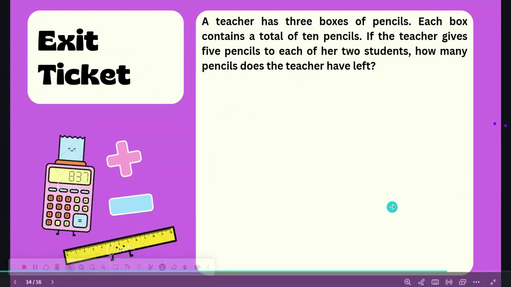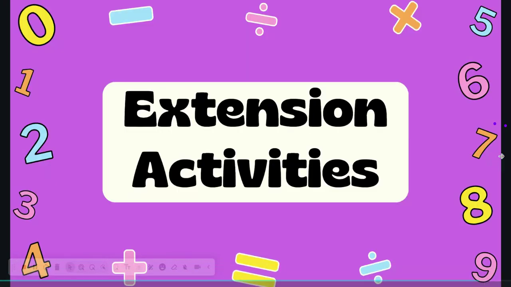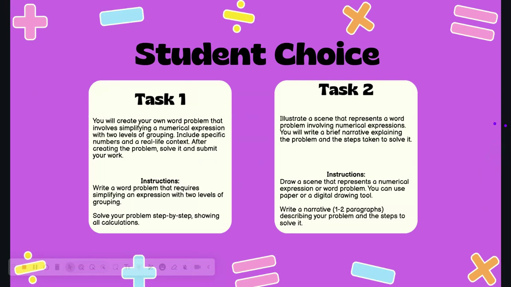So pause this video, work through your exit ticket. If you want some additional practice, I have some extension activities for you. So you can use task 1, which will be you will create your own word problem that involves simplifying a numerical expression with 2 levels of grouping this time, not 1. So include specific numbers and a real-life context. So come up with your own word problem. This time try to put 2 groupings in there instead of 1, okay? And your task 2, you can illustrate, which means draw out a scene that represents a word problem involving numerical expressions. So you can do 1 or 2 groupings here, okay?